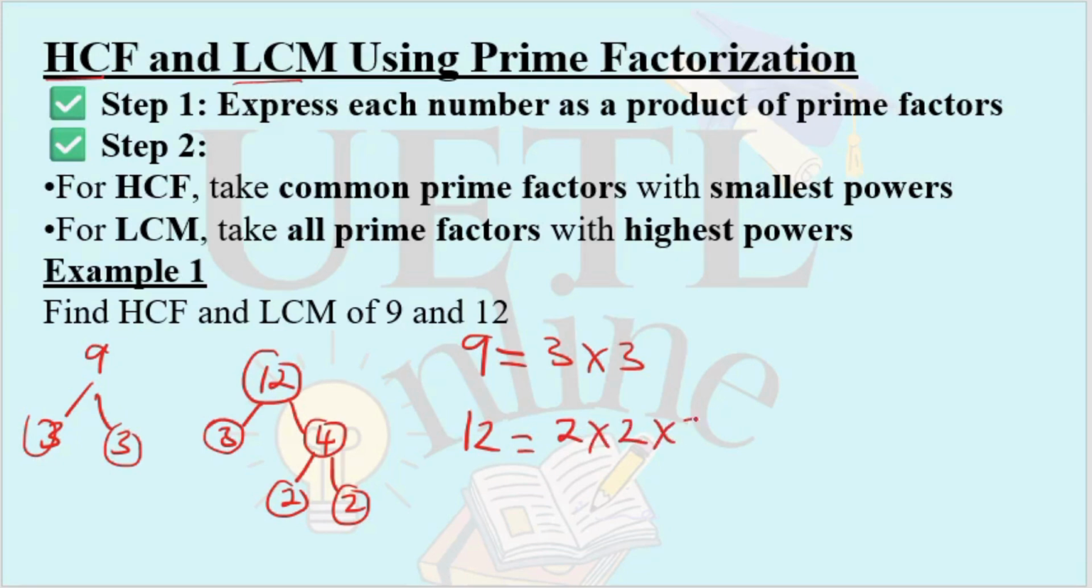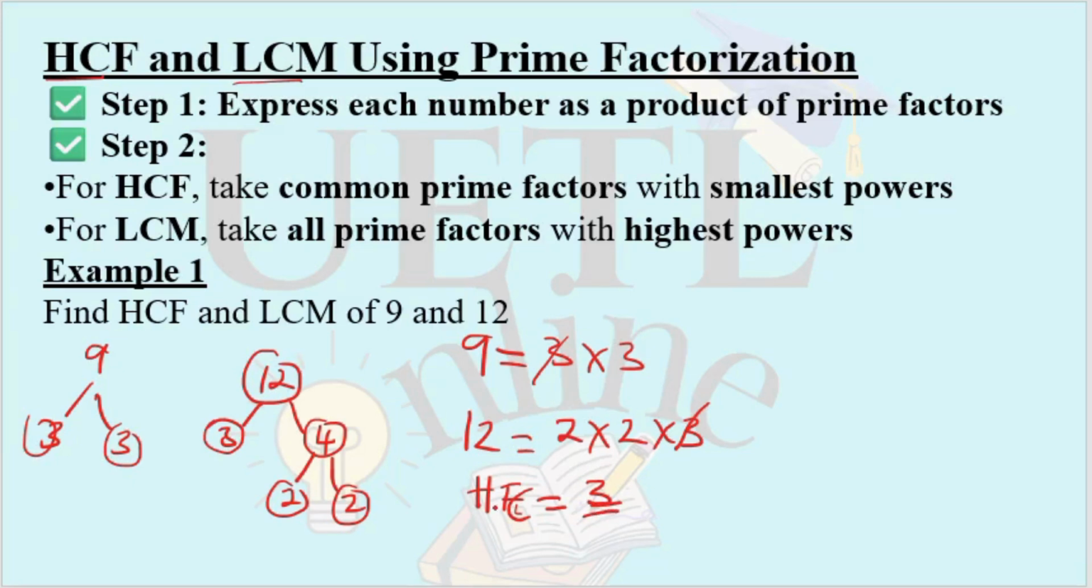Now we have to find the highest common factor and the lowest common multiple. Let's start with the HCF. We just have to find what is common here and here. Here we have 3 and 3, so we write 3. So 3 becomes our HCF.